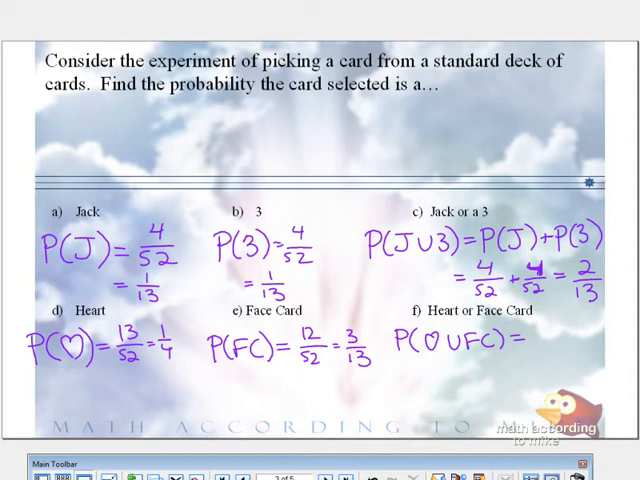So, still need the probability of a heart plus the probability of a face card, but minus the probability of picking a heart and a face card. So again, we have to subtract out here because we have an overlap. So the probability of picking a heart is 13/52. The reason I'm using this one instead of 1/4 is because it'll make a common denominator. Probability of picking a face card is 12/52.